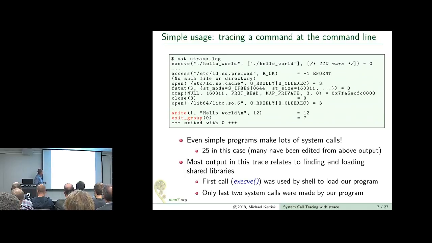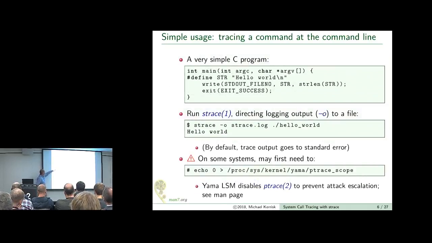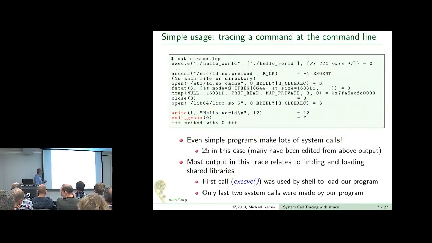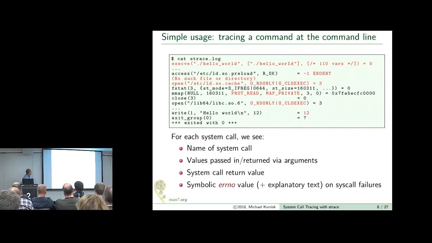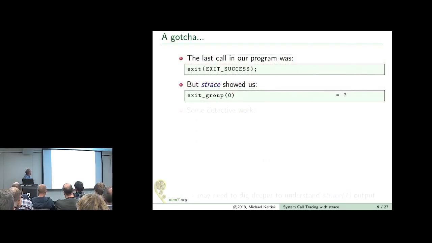Then we see something a little bit surprising, because going back here, this was a call to the exit library function. Now, if you know how Unix systems work, you know that the exit library function calls an underlying system call called _exit. So that's what you might expect to see in the strace log. Instead, we're seeing a call to something else, exit_group.